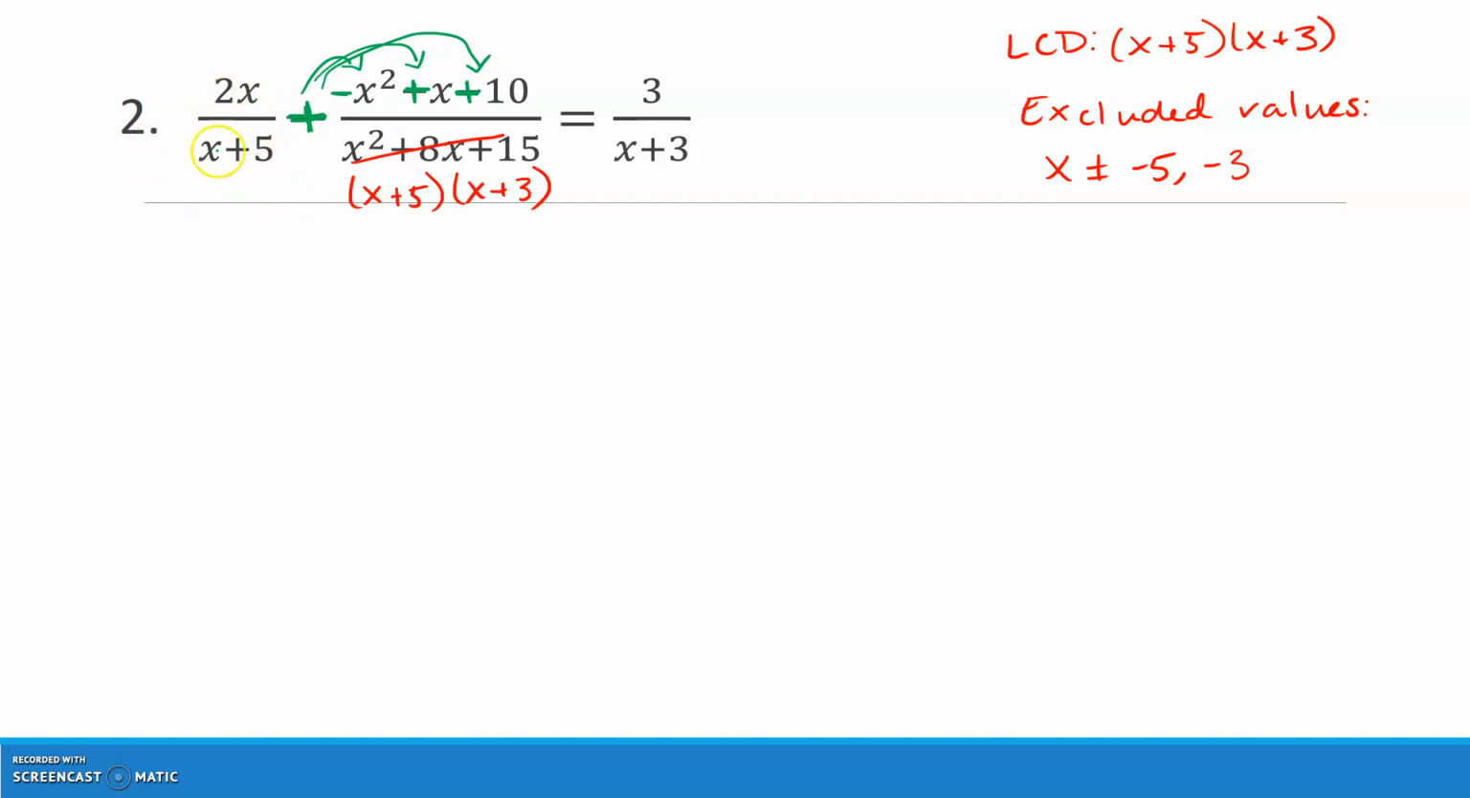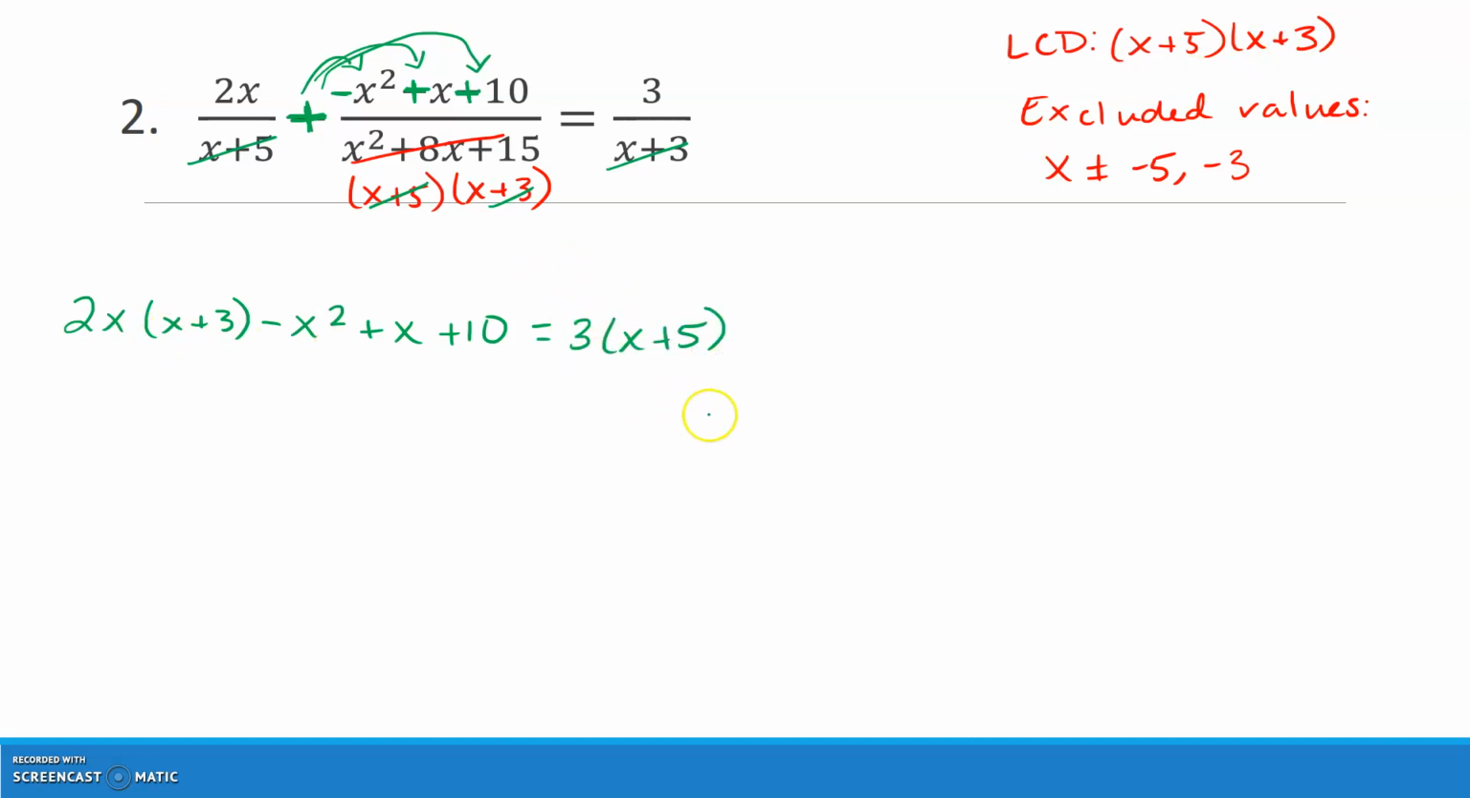Now, if I multiply the first fraction by the LCD, the x plus 5 would go away, and I would have the 2x and the x plus 3 left. In the second fraction, both of these would cancel. I wouldn't have anything left except for whatever was already in the numerator, which is negative x squared plus x plus 10. Remember, I did change those signs because of that subtraction sign. And then in the third fraction, the x plus 3 would cancel out with that x plus 3, and you'd have 3 times x plus 5 left.